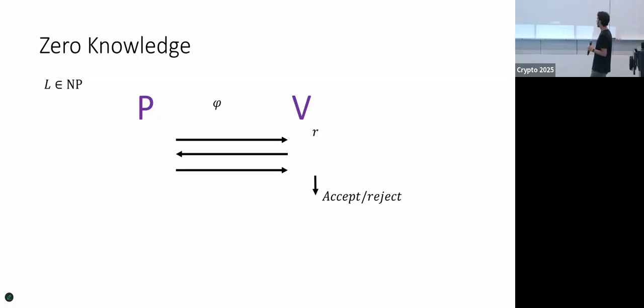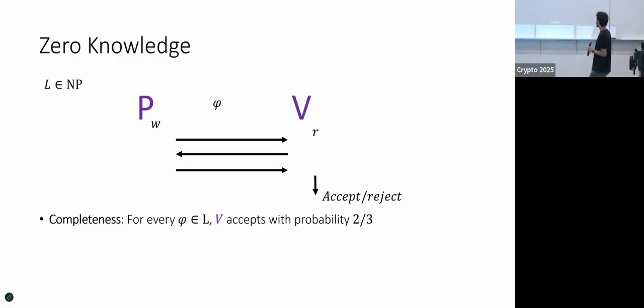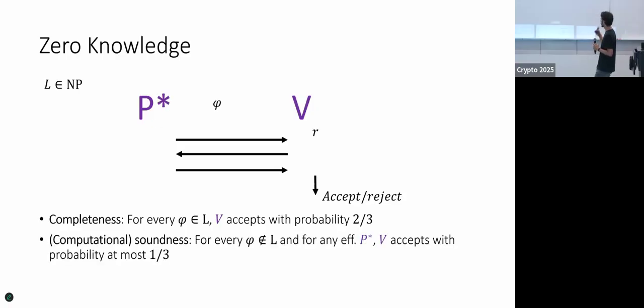Now we have three requirements. Completeness says that if the instance is in the language, then the prover is able to convince V to accept with high probability. And I'm going to assume that the prover, given the witness, is efficient. For soundness, or actually computational soundness, we require that if phi is not in the language, there is no efficient prover that is able to convince the verifier to accept with high probability.